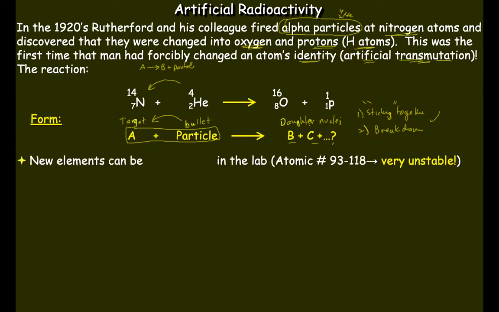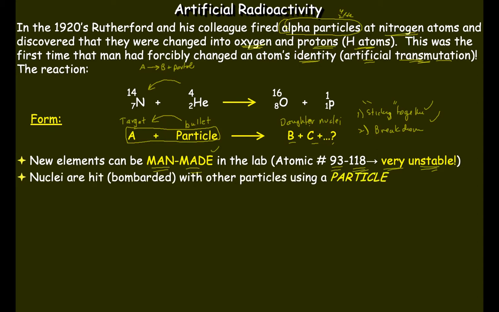Okay, so again, what's the idea behind artificial? New elements can be man-made when they do this, right? So if A combines with the bullet and then they stick, then you create larger elements. So atomic numbers 93 to 118 were created this way. Okay, and this is still occurring. These are very unstable elements at this point. We really don't have much of a use for them, and their half-lives and their existence are really short. But nonetheless, we make new elements.